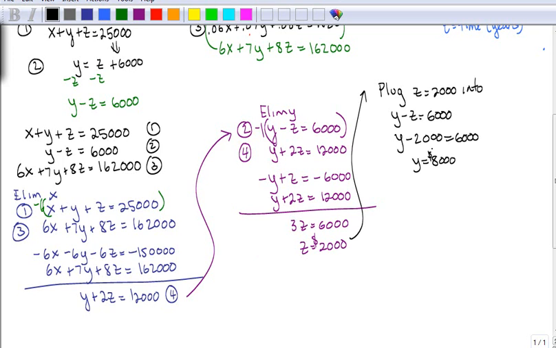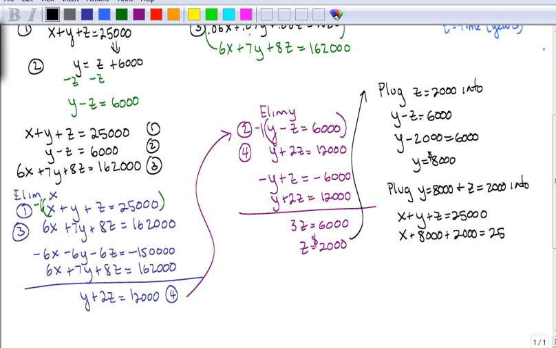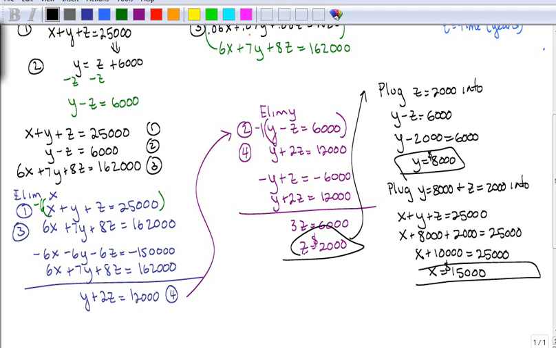Finally, to get x, I'm going to use one of my original equations. So maybe number 1. That looks nice and easy. We don't know what x is, but we know y is 8,000 and z is 2,000, which adds to 10,000 on the left side there. And to solve for x, we are going to subtract 10,000 from both sides, and we are going to get 15,000. So now we have the x, we have the y, and we have the z.